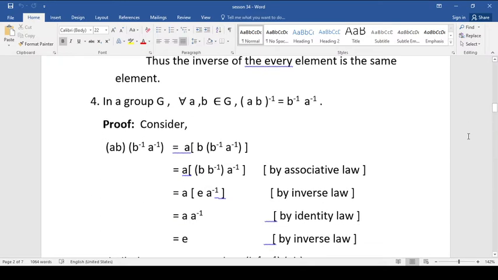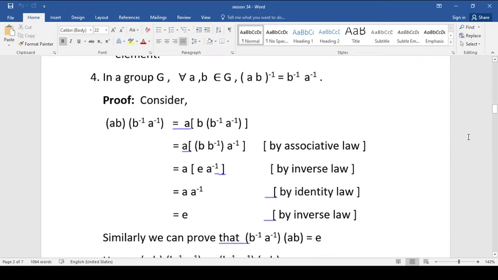Next, coming to the fourth property. In a group G, for all a, b belongs to G, the inverse of ab is equal to b inverse a inverse. Proof: consider ab into b inverse a inverse. Using the associative law, we can write this as a into b b inverse a inverse. And again by using the associative property, we can club the two elements b and b inverse.